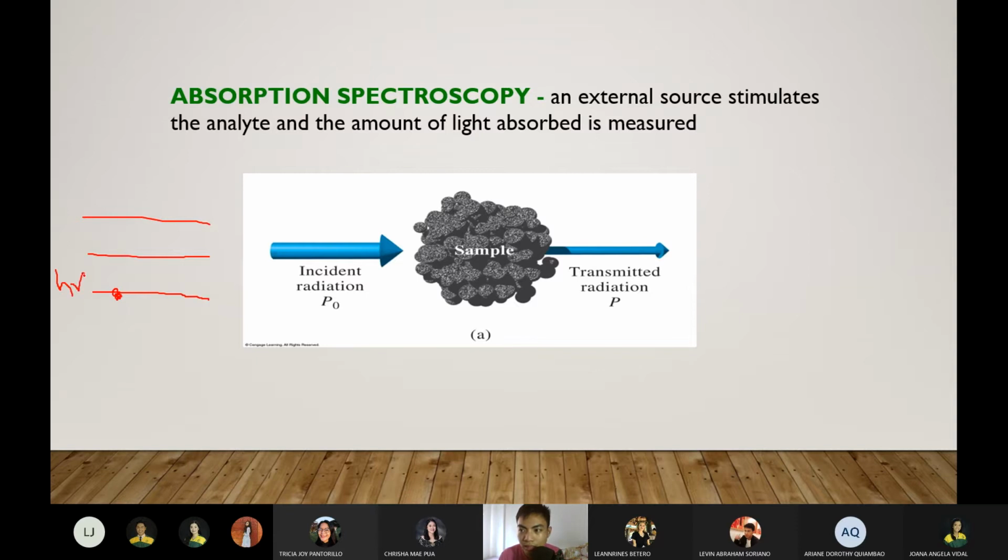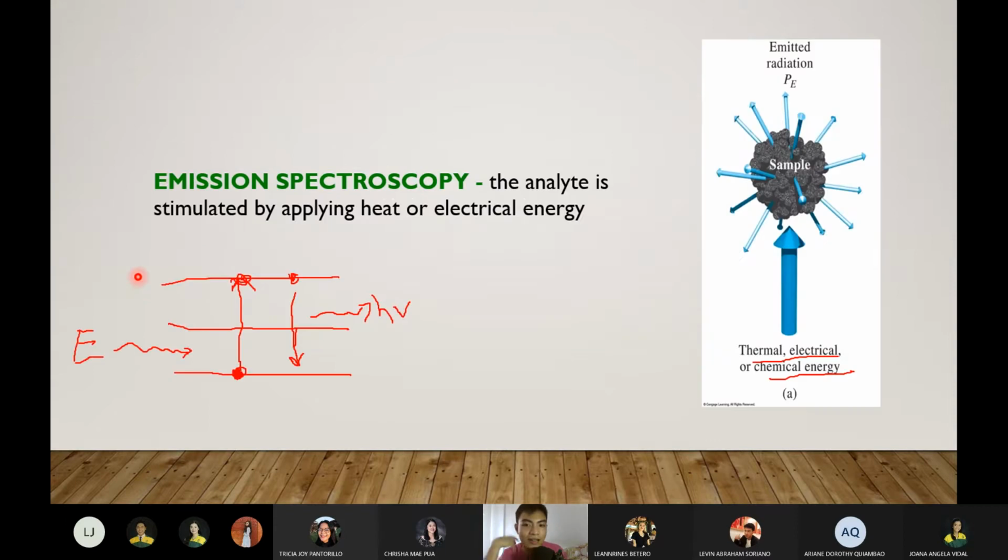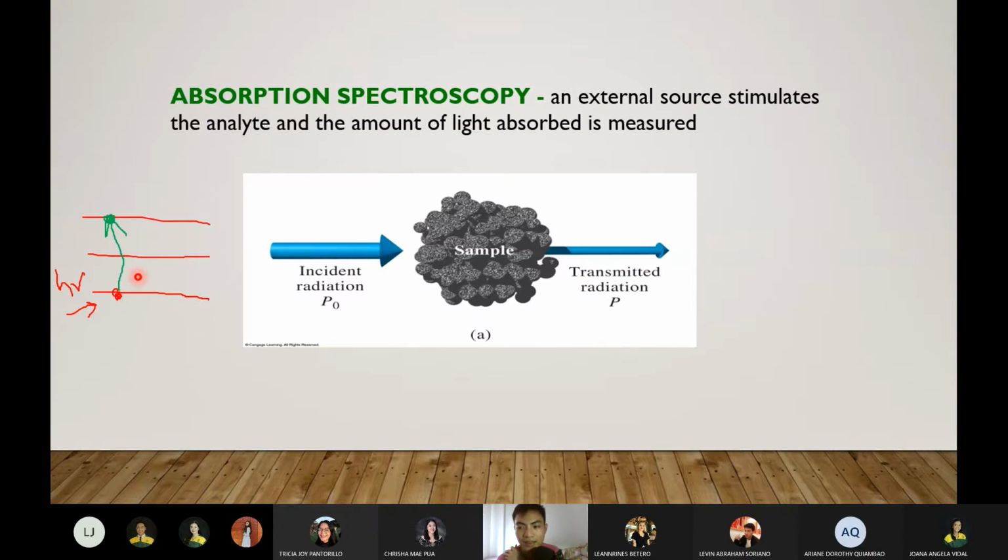Kapag light energy ang nilagay mo dyan, what will happen is that the electron will jump from one energy level to another energy level. Ma-excite lang siya. So ma-excite lang yung electron from one energy level into another energy level. Okay. So yun lang, walang relaxation. Excite lang. Okay. Dito kasi may relaxation kaya nag-emit ng light. Dito naman excite lang. Okay.